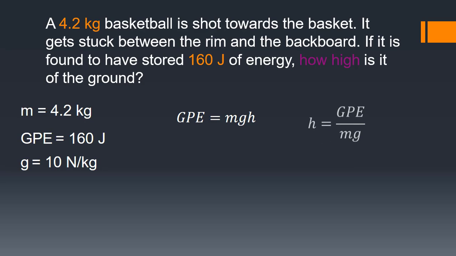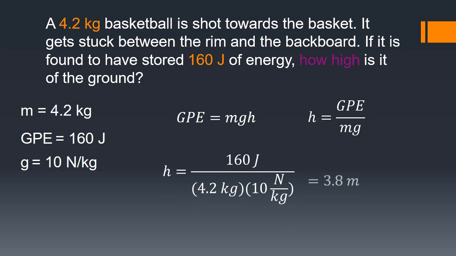So a little bit of algebra in our gravitational potential energy equation shows us that the height of the basketball is equal to the amount of energy it has stored in it divided by the mass and the gravitational constant. Now be sure when you put this into your calculator that you remember order of operations. There are two numbers that we're dividing by. One way to do this is to type in 160 joules and divide parentheses 4.2 times 10 close parentheses. The other way is to divide 160 by 4.2 and then divide the answer by 10. Either way, you should get the height of the ball to be 3.8 meters.